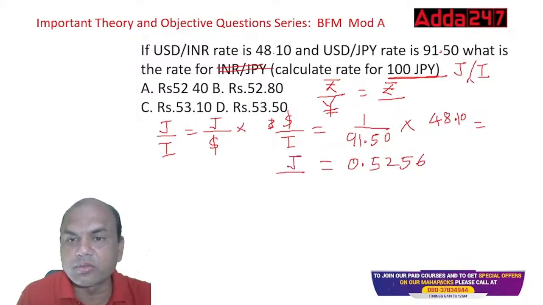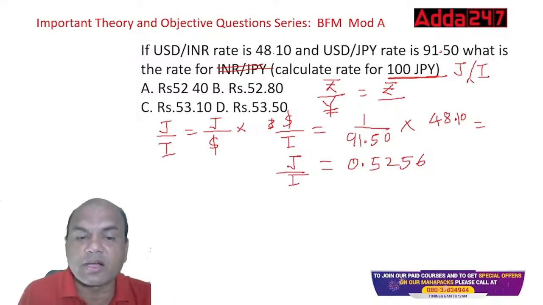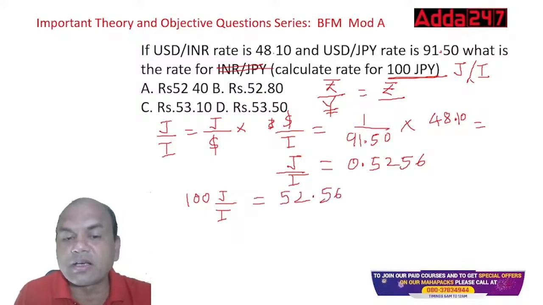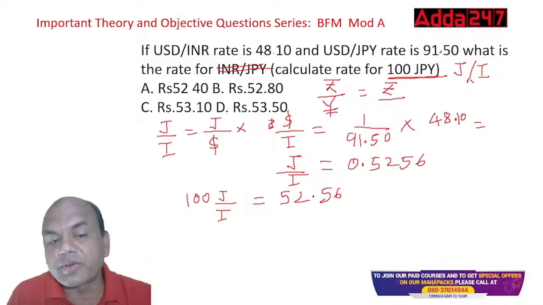1 JPY to INR. But what is asked over here? They have asked 100. So multiply this by 100. So 100 JPY to INR equals, multiplying this by 100, 52.56. So this much is the answer. So 100 JPY equals 52.56 rupees.